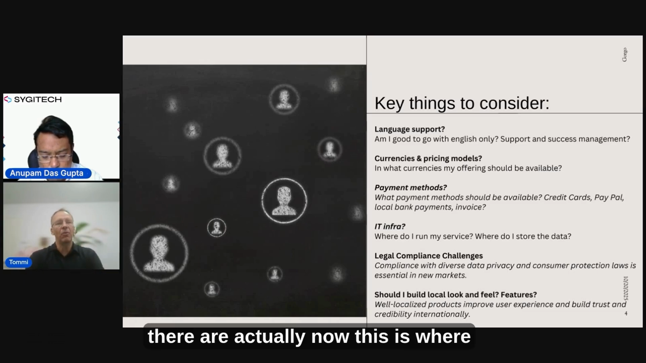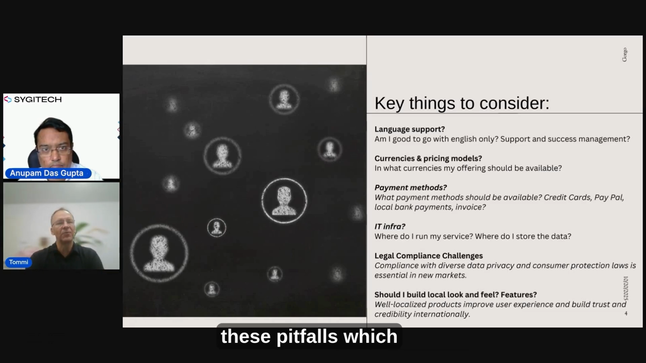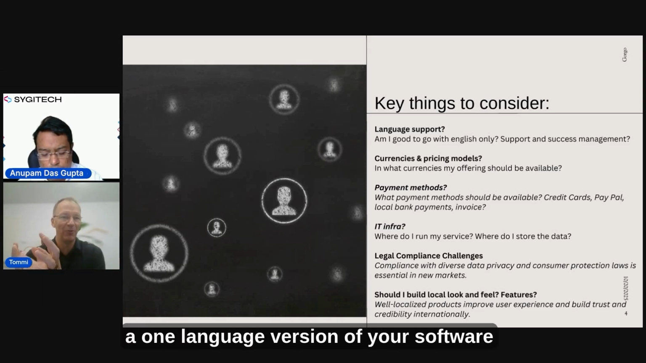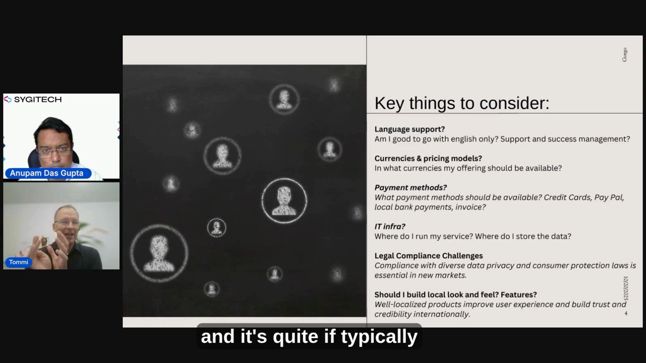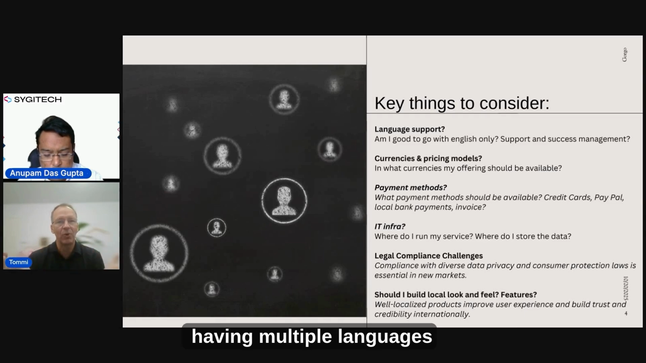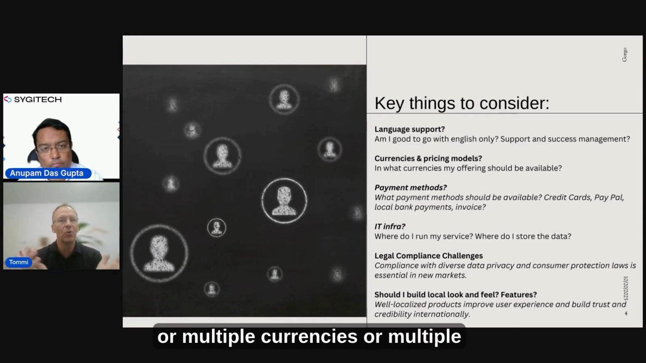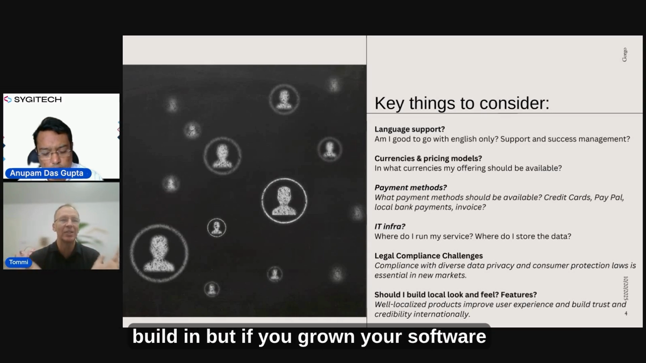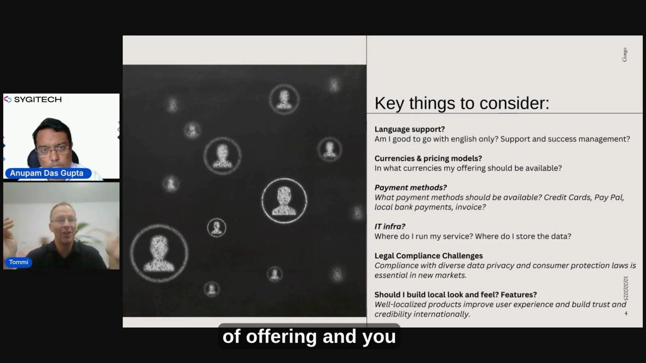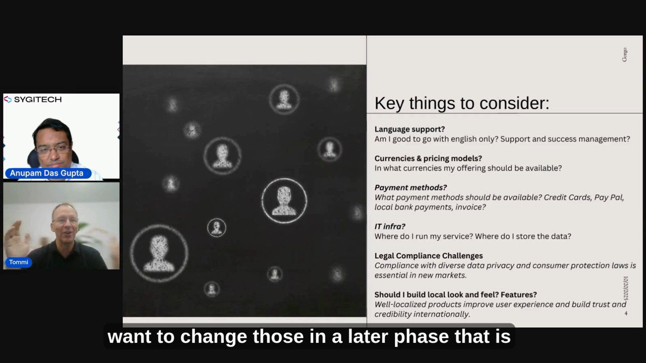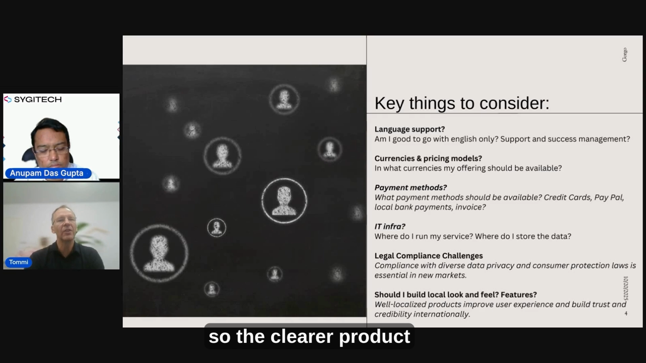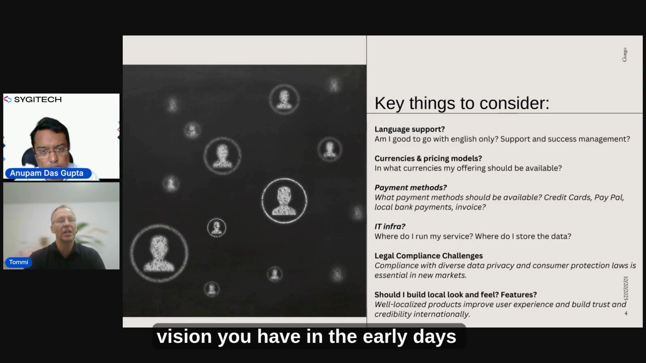And this is where we see quite often these pitfalls, which means that if you quickly build a one language version of your software, and it's quite typical if you're considering having multiple languages or multiple currencies or multiple payment methods in the early phase, they are quite easy to build in. But if you have grown your software to be a big, massive monster of an offering, and you want to change those in a later phase, that is typically where the problems arise. So the clearer product vision you have in the early days, the better.